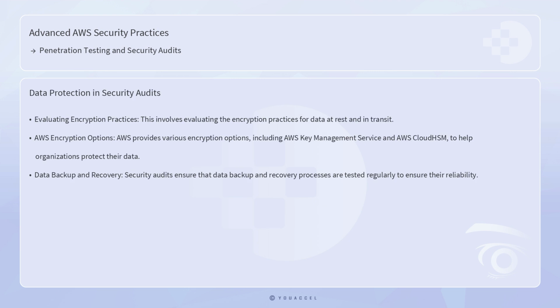Data protection is another key focus area of security audits. This involves evaluating the encryption practices for data at rest and in transit, as well as the effectiveness of data backup and recovery procedures. AWS provides various encryption options, including AWS Key Management Service and AWS CloudHSM, to help organizations protect their data. Security audits ensure that these encryption mechanisms are correctly implemented and that data backup and recovery processes are tested regularly to ensure their reliability.